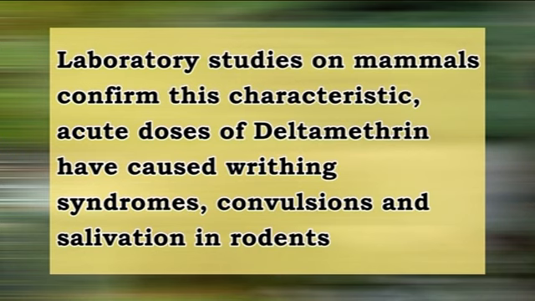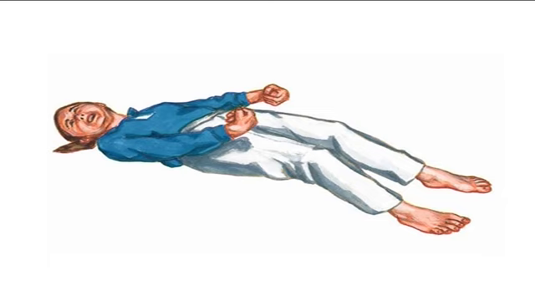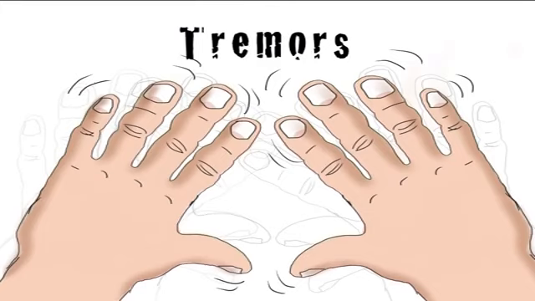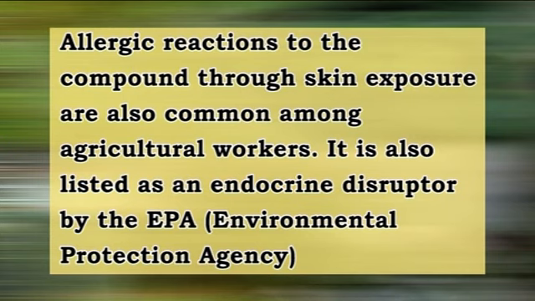Laboratory studies on mammals confirm this characteristic. Acute doses of deltamethrin have caused writhing syndromes, convulsions, and salivation in rodents. The acute effects of deltamethrin exposure on humans include convulsions, ataxia, dermatitis, diarrhea, tremors, and vomiting. Allergic reactions to the compound through skin exposure are also common among agricultural workers. It is also listed as an endocrine disruptor by the EPA.